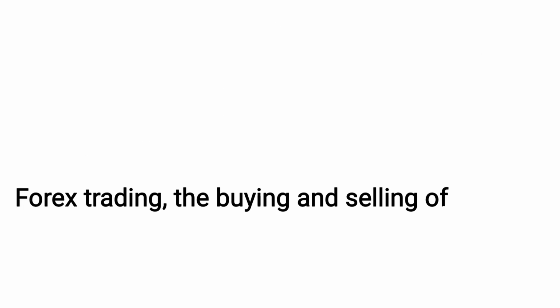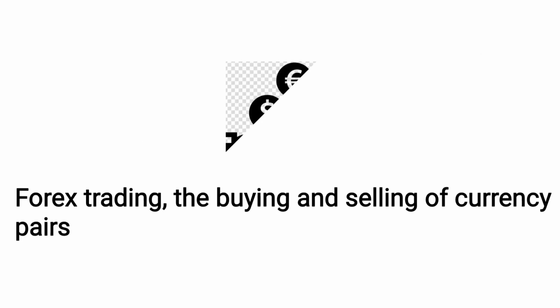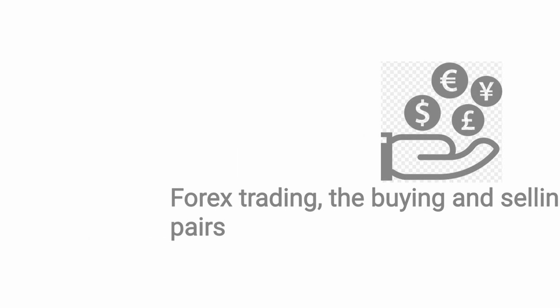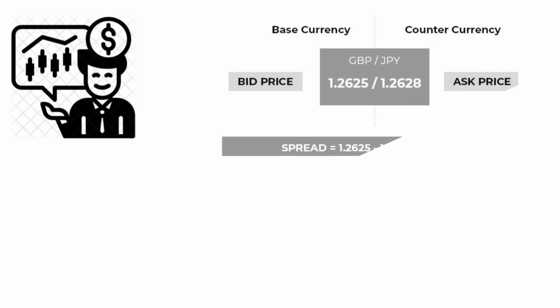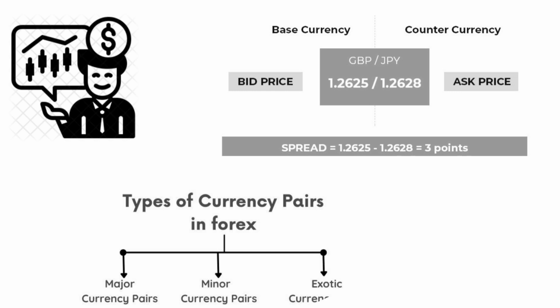Forex trading: the buying and selling of currency pairs. What is Forex trading? Because you already know what Forex is and the participants involved, Forex trading involves purchasing one currency and selling another at the same time, through a Forex broker or CFD providers. Currencies are exchanged in pairs.